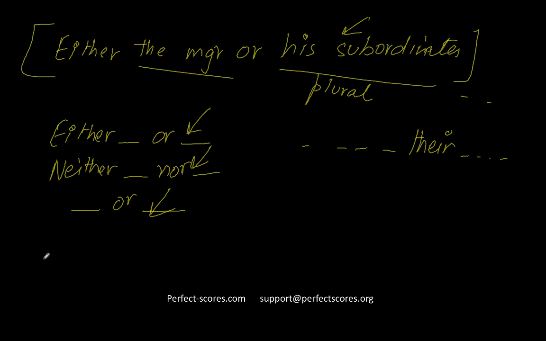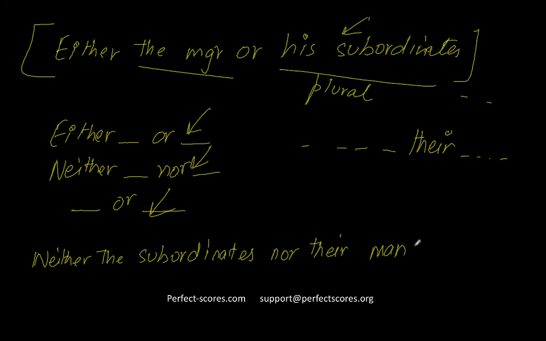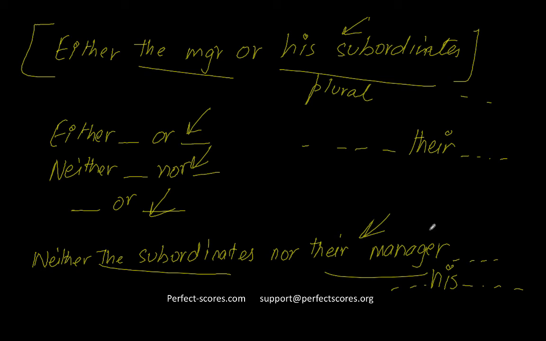But if I reversed this sentence, if I said, neither the subordinates nor their manager. Now in this case, subordinates is shifted to the front, manager is at the second place, and we need to consider the word at the second place, which is singular. So we will say neither the subordinates nor their manager has lost his sense of humor. So you see what I'm doing here? I'm only looking at what comes after the or the nor.